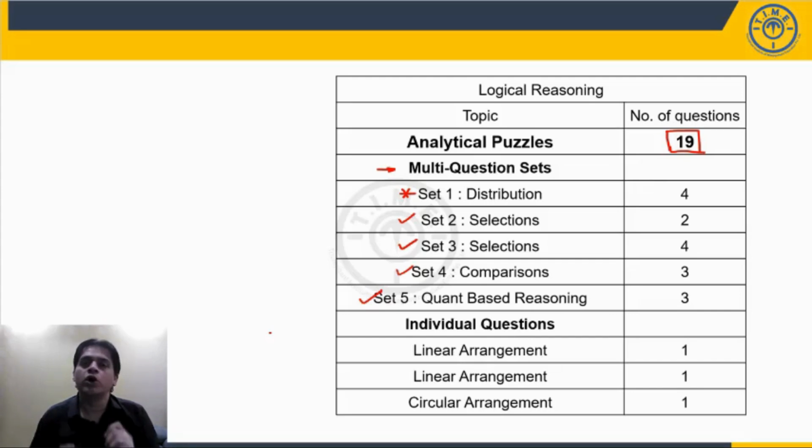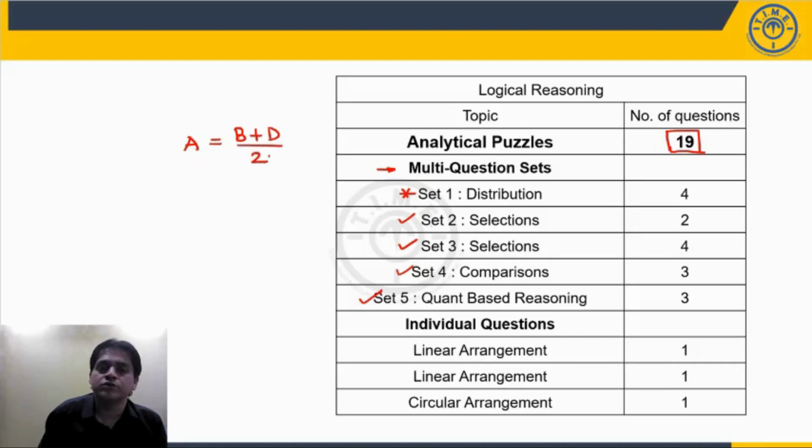So you got conditions like A is equal to (B plus D) by 2. So after solving, you get some conditions like this: A's money is equal to the average of B's and D's money. And then you should know the concept that the average value always lies in between the 2 numbers whose average is being taken. So the money with A will be in between the money that B and D has. So those kind of quant based reasoning needed to be performed to solve this particular set.